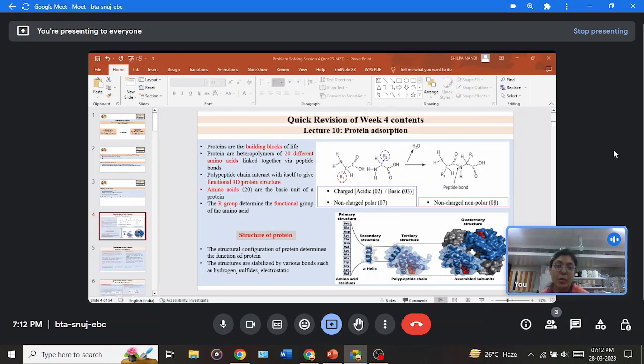Now, if we talk about the structure of the protein, the structural configuration of the protein determines the function of the protein, as I said earlier, and these structures are stabilized by various bonds that include hydrogen, sulfides, electrostatic, as well as various van der Waals interactions.